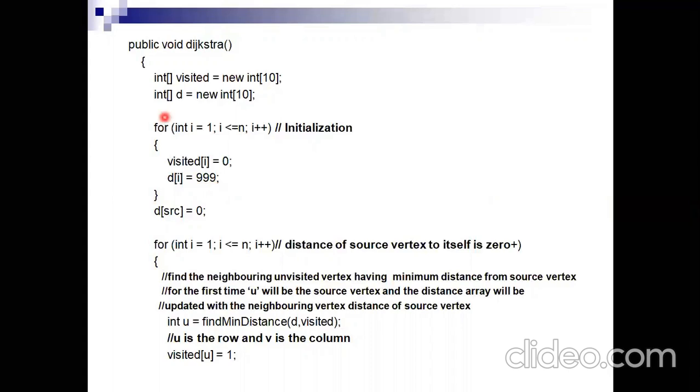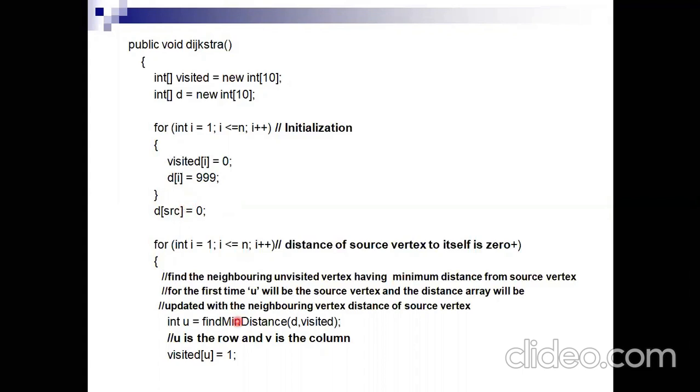So first let me initialize the D array and visited array. After initialization, just initialize D of source equals 0. Right? The distance of source to source is 0. You have to initialize this. If you don't do this, again, you will not get the solution to the problem. So stepwise you should do, right?